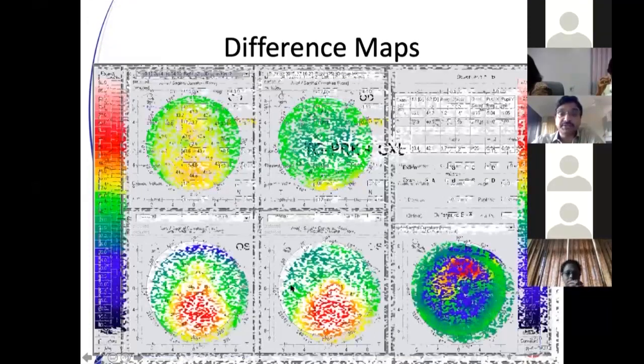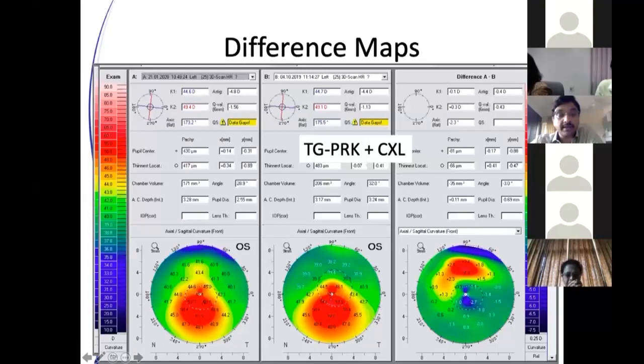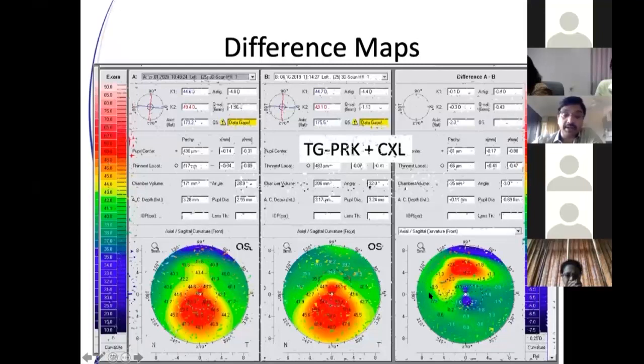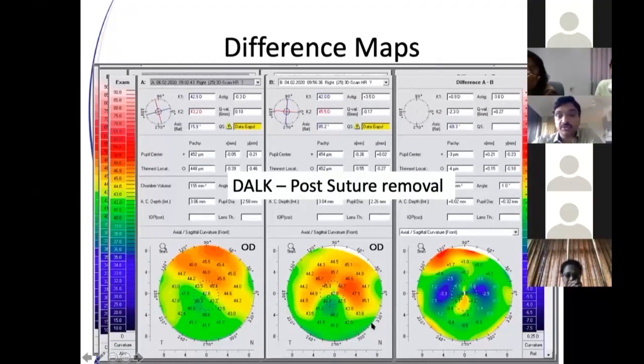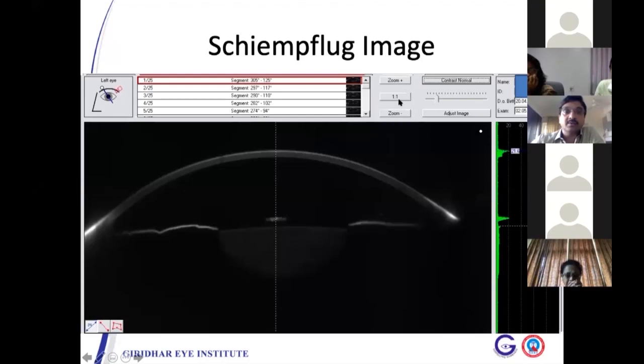This is a patient who has undergone a topo-guided PRK with cross-linking, post and pre pictures, and the difference shows steepening in the superior part and flattening in the center part. This is DLK, pre-suture removal and post-suture removal, showing flattening in areas so that the irregularity reduces. Now this is the raw image the machine captures, the Scheimpflug image. At times when we don't have access to anterior segment OCT, this might come in handy.